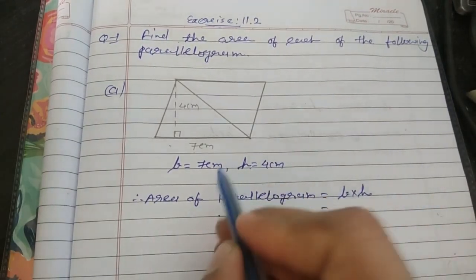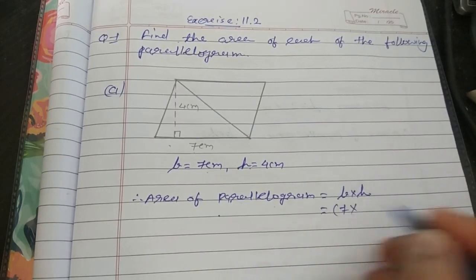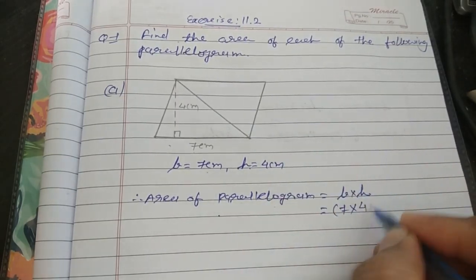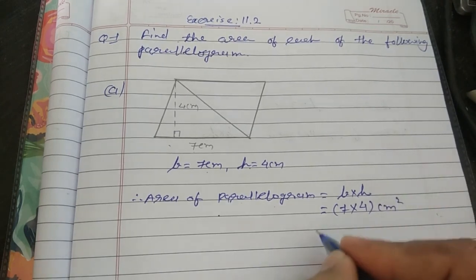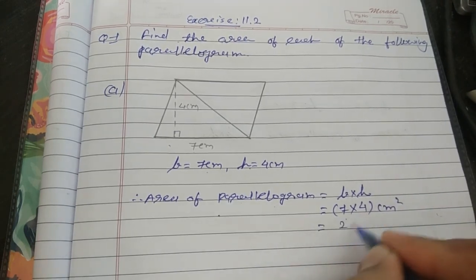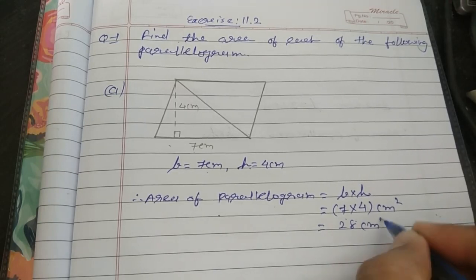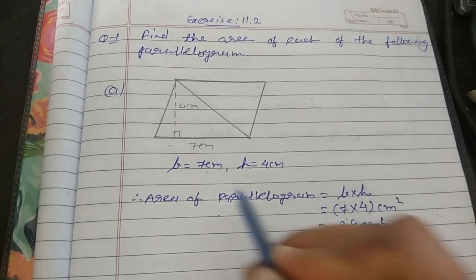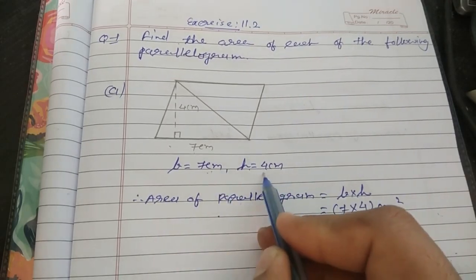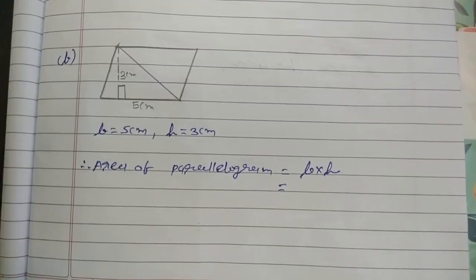That is equal to, what is our base? 7 cm, so 7 multiplied by height 4 cm, so 4, and the unit will be centimeter square. 7 4s are 28 centimeter square. So the area of the parallelogram is 28 centimeter square, having base 7 centimeter and height 4 centimeter.